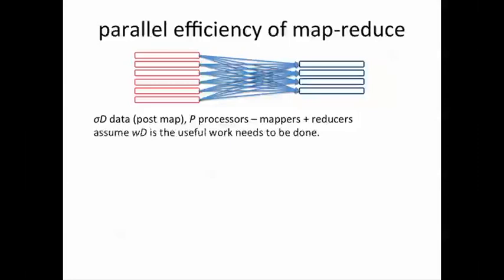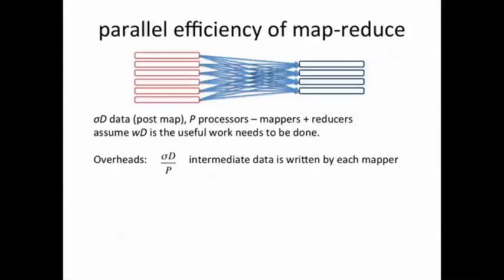Also, the algorithm itself is assumed to do WD useful work. W is not necessarily a constant. It could be d squared or something like that. But the point is that there is some amount of useful work being done, even if you have a single processor, and that's WD.